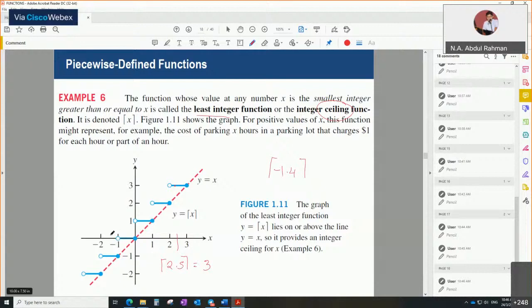Similarly, if you have, for example, negative 1.4, the ceiling of negative 1.4. Negative 1.4 will be somewhere around here. So it will be negative 1, of course. The ceiling is equal to negative 1 because negative 1 is bigger than negative 1.4. That's why it's negative 1 here. So don't get confused. The name itself already represents what it means: ceiling and floor.